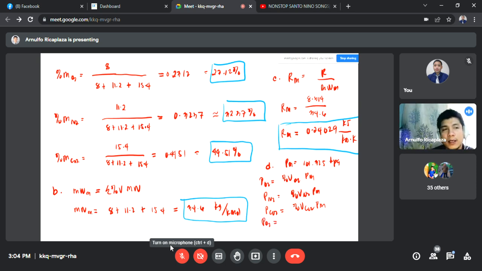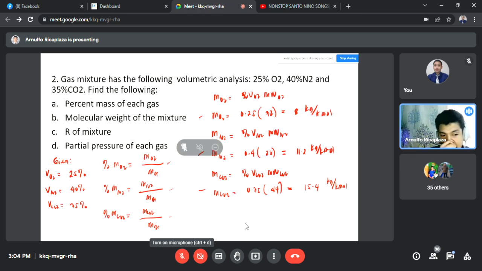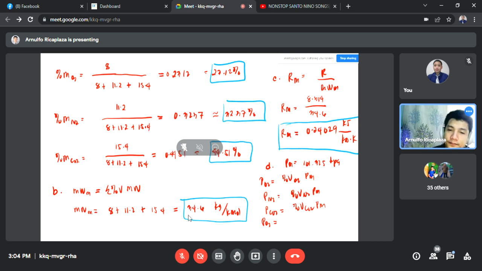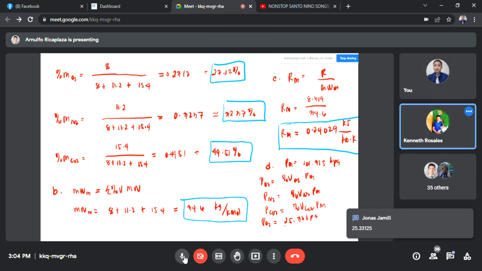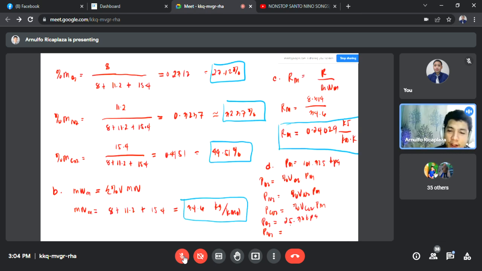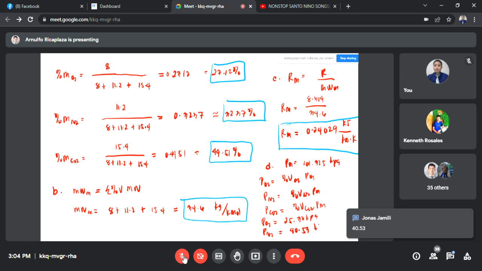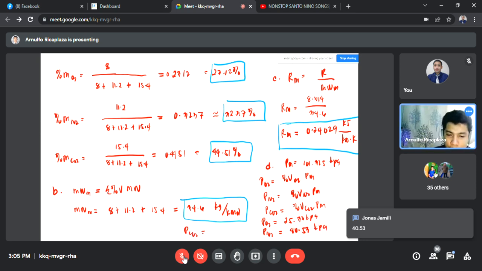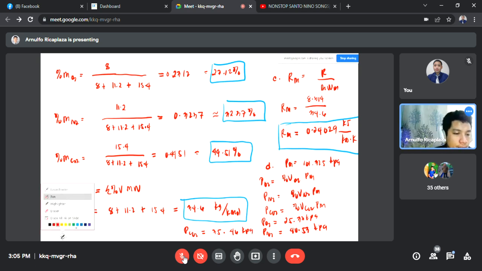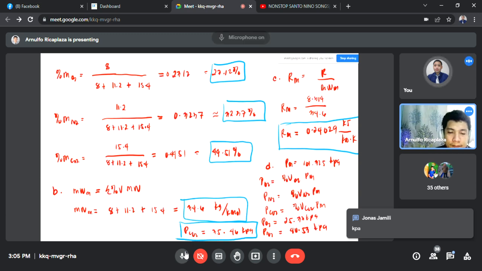Okay, what is the PO2? The percent volume is 25, 40, 35. So PO2 is 25.33. For the N2, 40 times 101.325 is 40.53. For the PCO2, 35 percent gives 35.46. Okay, try to recheck.